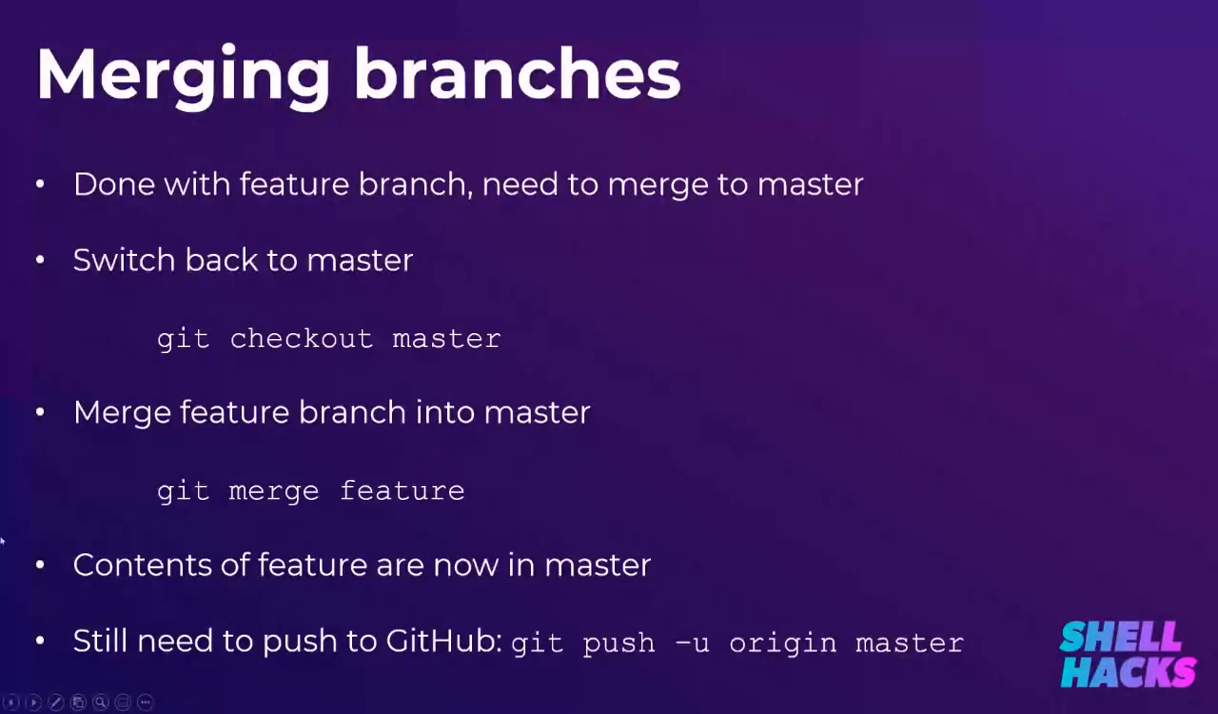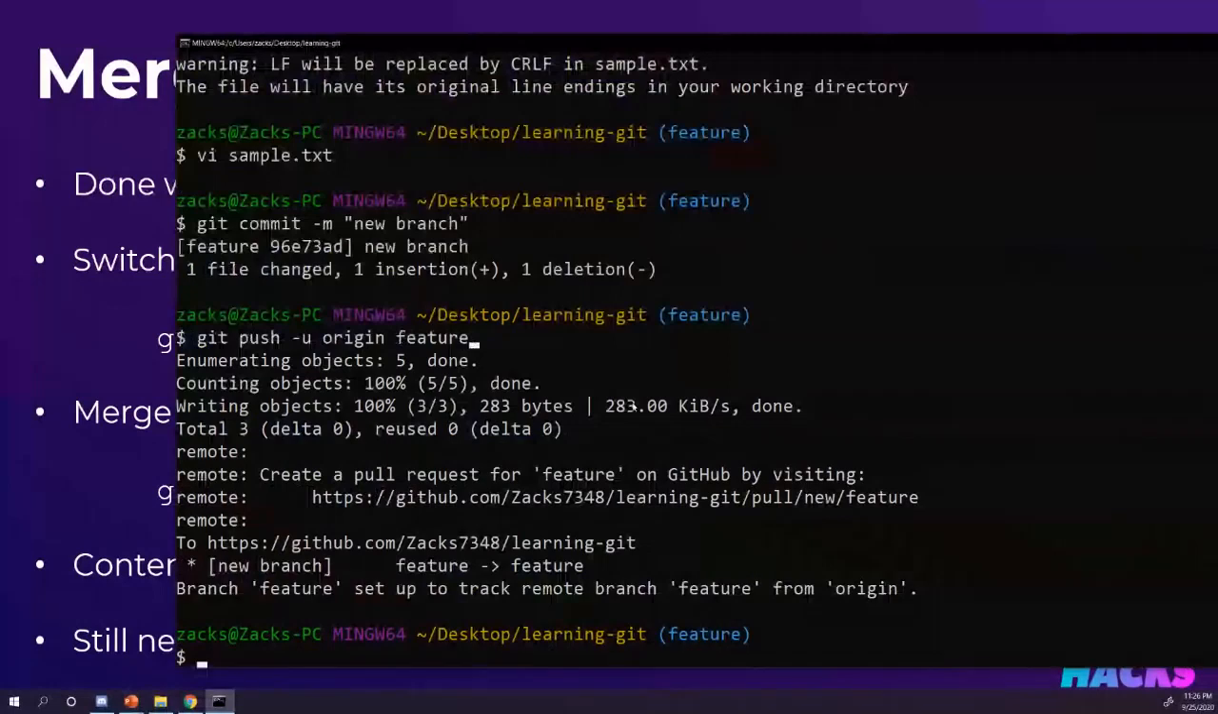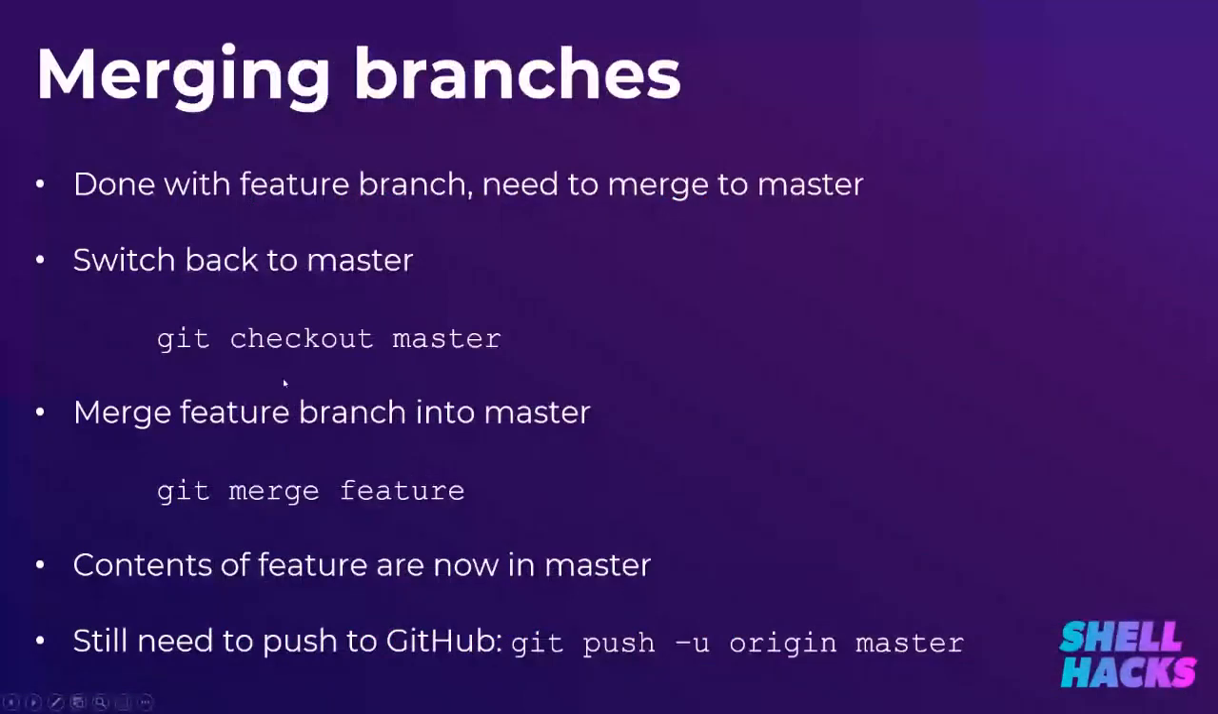So now, let's assume we've been working on a project for a while, and we have this feature branch that we've been adding changes to, and now we're ready to merge it with master. Meaning we want to take all the changes that we put into this branch and add them to the master branch. We're going to use a command called git merge.